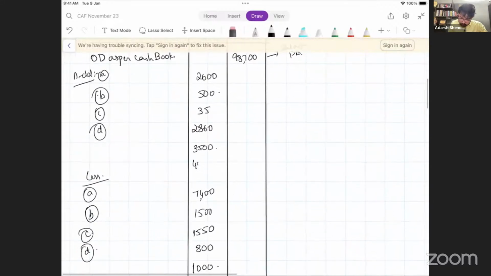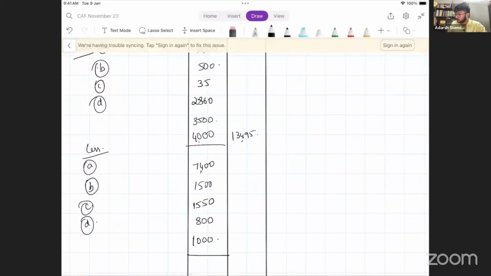Find the answer. What is the total of the additions? 13,495. And what are the subtractions? 7,400. 12,250. What is the ultimate answer you get?